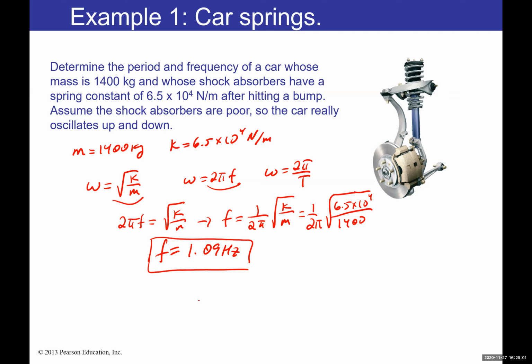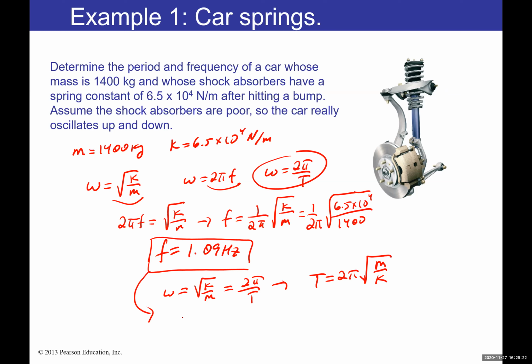And then I can remember that angular frequency, since it equals the square root of k over m, also equals 2 pi over the period. So I can rearrange this and get that the period equals 2 pi square root of m over k. I can use this equation, or since I have the frequency, I can say the period is 1 over the frequency. So I can use this to calculate this to be 0.92 seconds. So those are basically our answers for this.